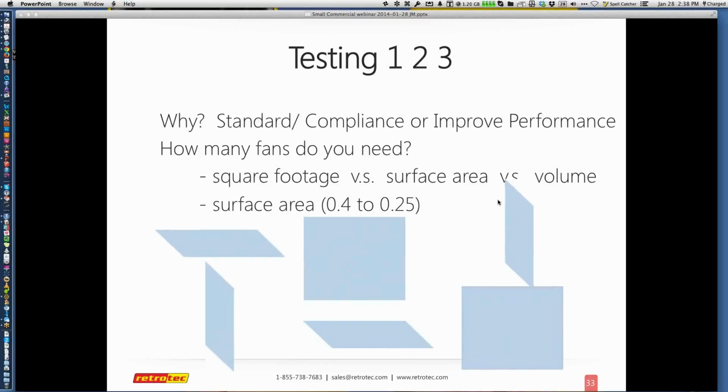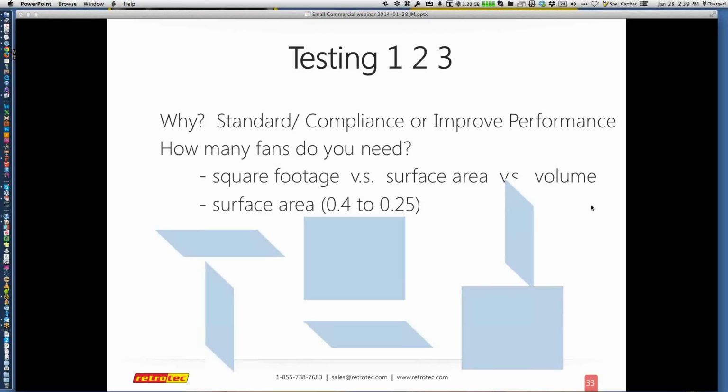The surface area does include the ceiling or the roof and also the floor or the concrete slab. So it is all six sides that you're trying to include to calculate the surface area. There are other compliances. California has an SLA, which is based upon square footage.